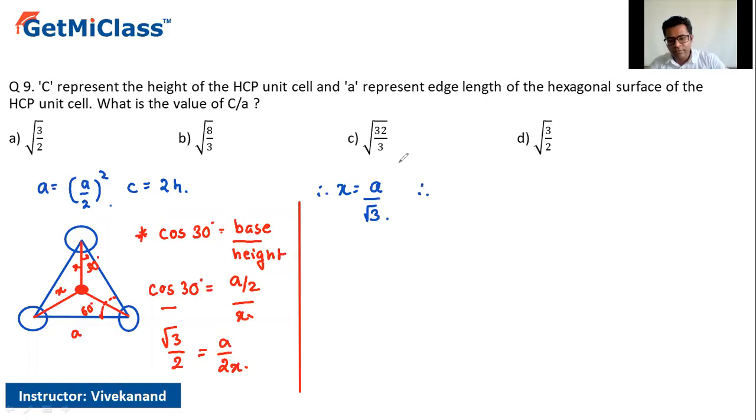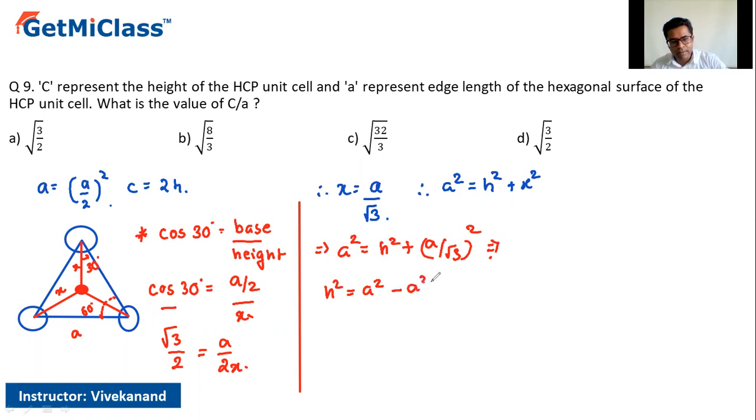If we continue this process, we go back to our main equation. A square is equal to h square plus x square. So here we have A square is equal to h square plus A by root of 3, the whole square. This gives rise to h square is equal to A square minus A square over 3. This gives me the value as 2 times A square over 3.